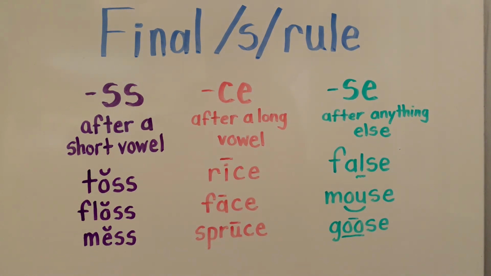Okay, so just like the final K rules, there are a couple different patterns that can say the S sound on the end of a word. So it can get a little bit tricky, just like the K sound. But as long as you remember these 3 rules, you'll always know which pattern to use to make that sound. So go ahead and get your practice pages and practice adding SS, CE, or SE on the end of a word to make that final S sound.